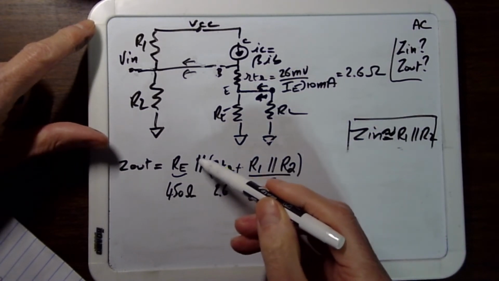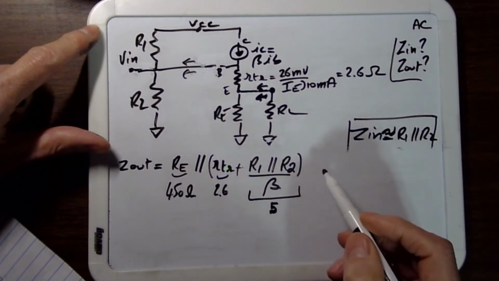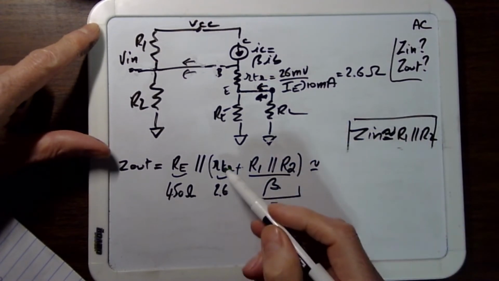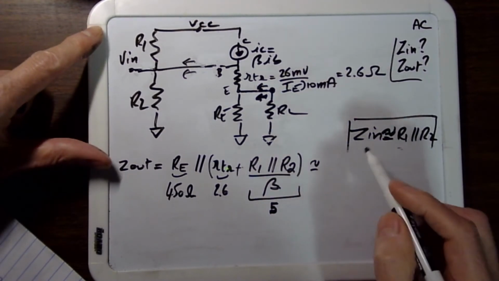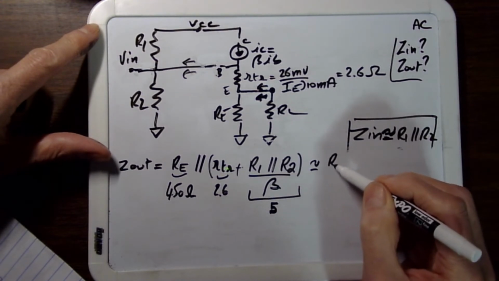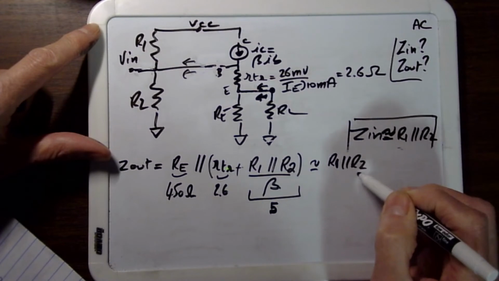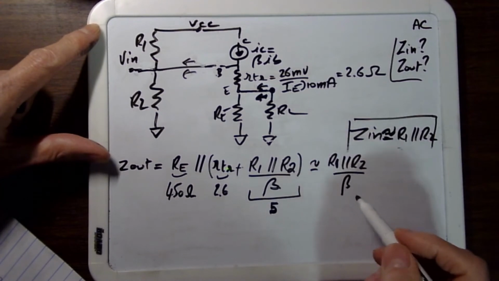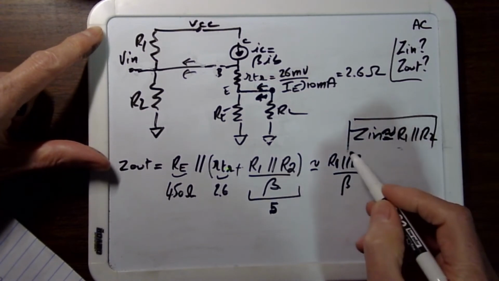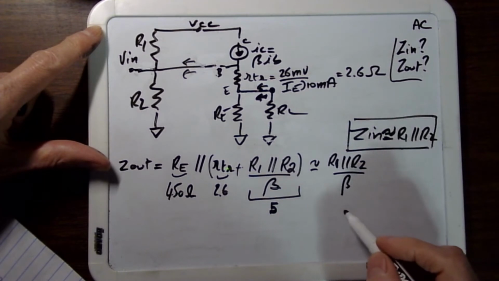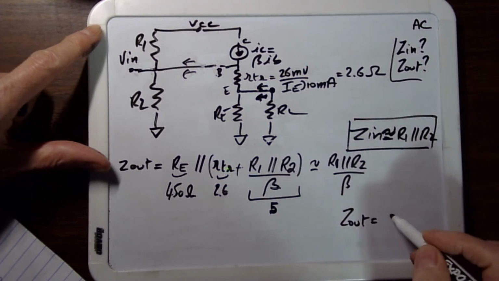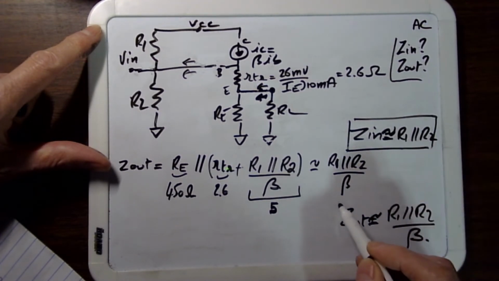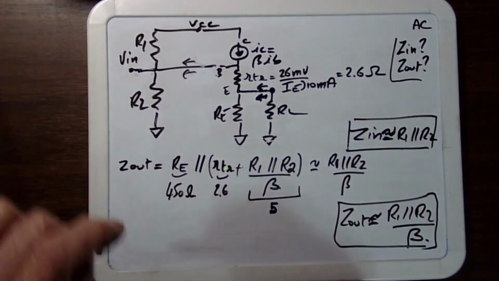And you end up with RE in parallel. So this guy doesn't count. So Z out is about, let's forget about RTR, and just say, to have something nice, is about R1 parallel with R2 divided by beta. So Z out is about this, and it's about 5 ohm. So we have Z in is about R1 in parallel with R2, and Z out is about R1 parallel with R2 divided by beta. Okay.